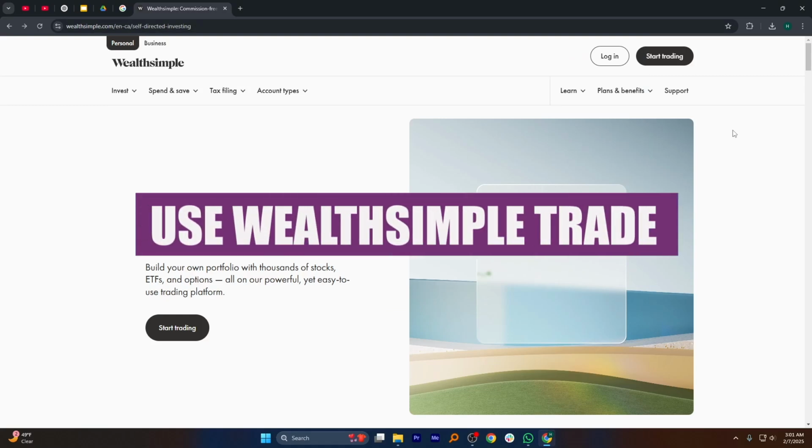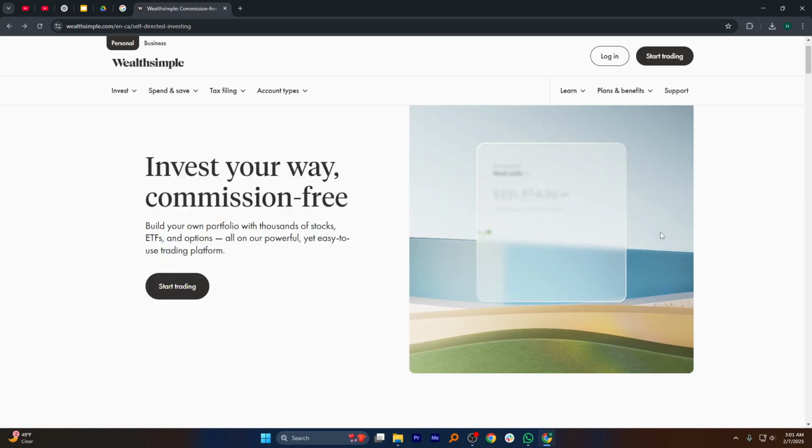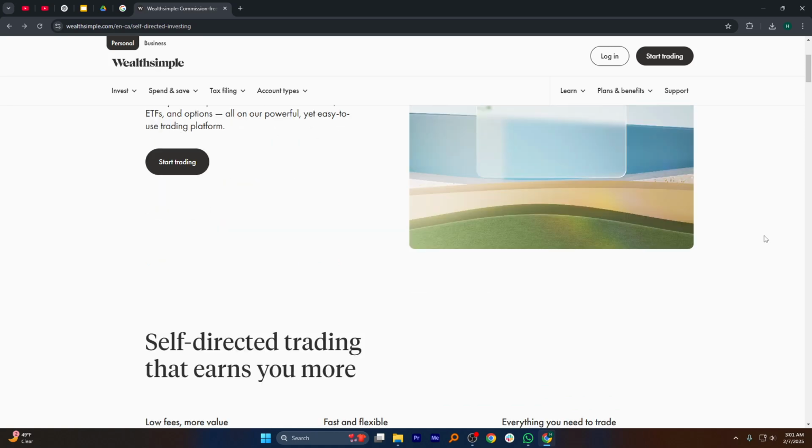Today we're talking about how to use WealthSimple Trade. First, go to wealthsimple.com or download the WealthSimple Trade app from the App Store or Google Play. Now sign up or log into your account.